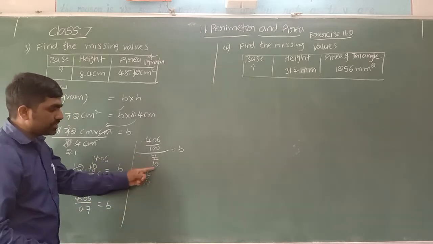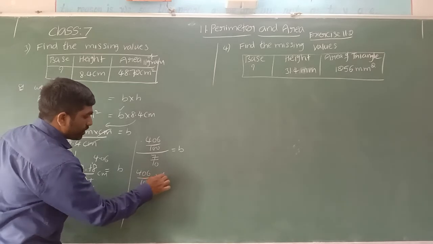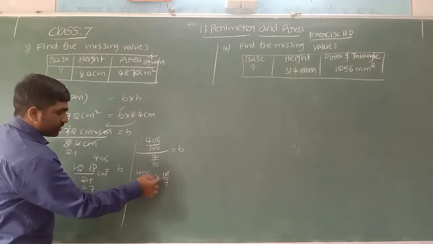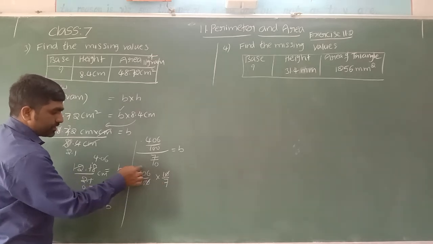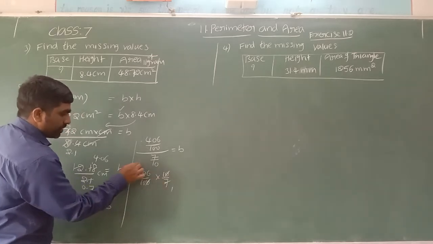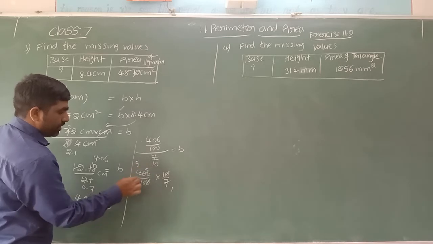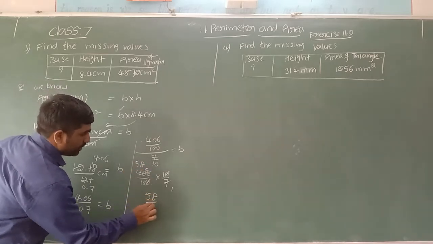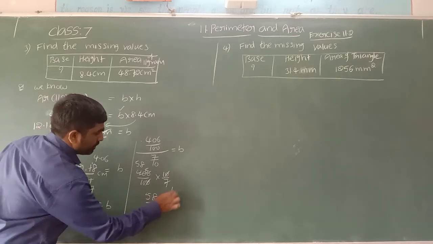And you know, fraction divided by fraction is fraction into reciprocal of the second fraction. 10 and 10 cancel. Let us see both, 7 table possible. 7 1s are 7. 7 5s are 35. 5 left. 7 8s are 56. Which I got: 58 by 10 centimeter.